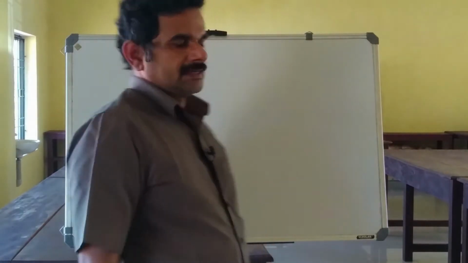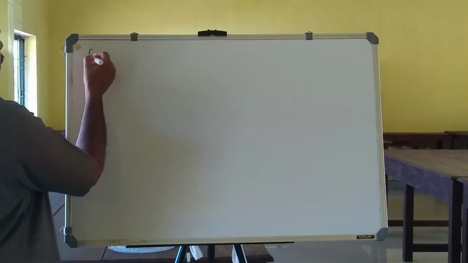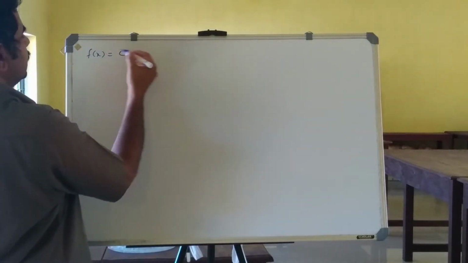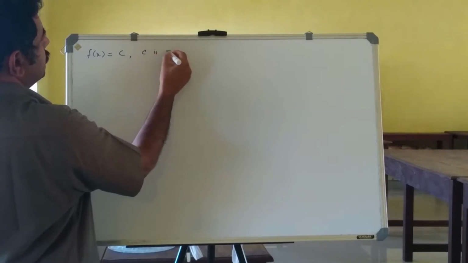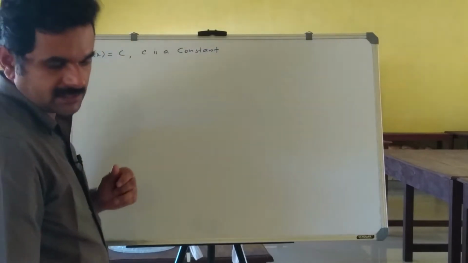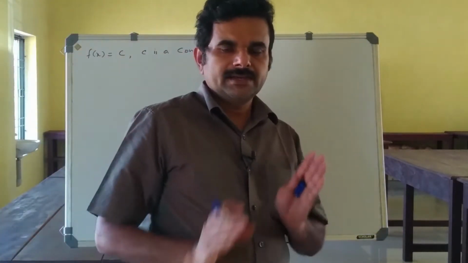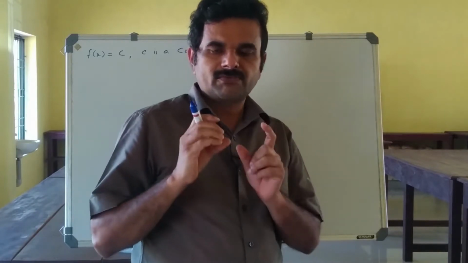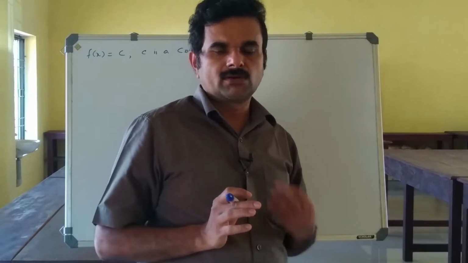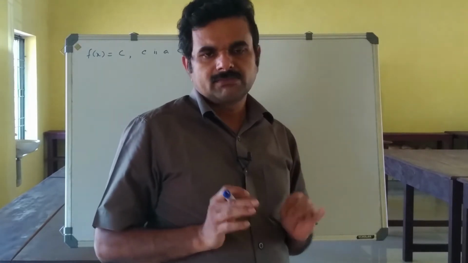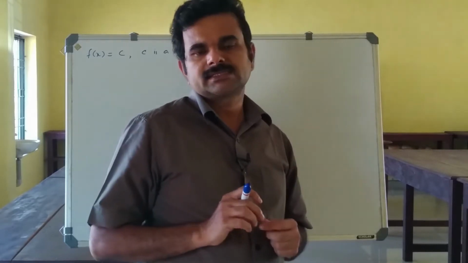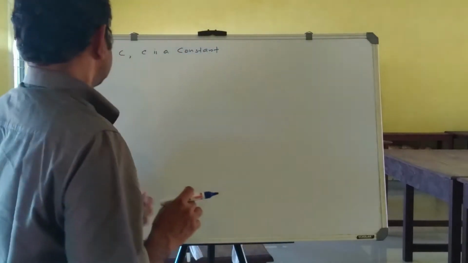Let us take another function f of x equal to c, where c is a constant. What is constant? Constant means a particular number or fixed number. So you can take c as any number. Let c be 1 or 2, 3, 4, any number, 1.5 or root 2 or 2 by 3. So you can take any number as c. That is your choice.